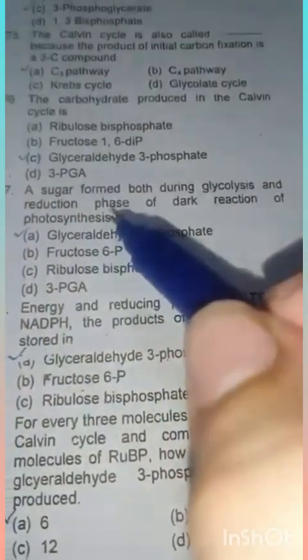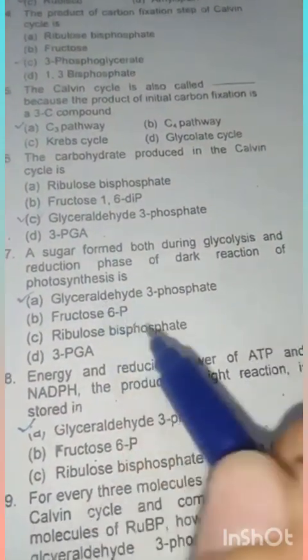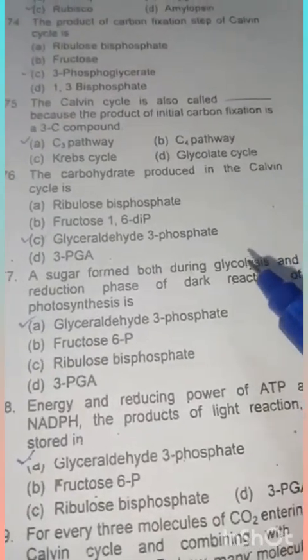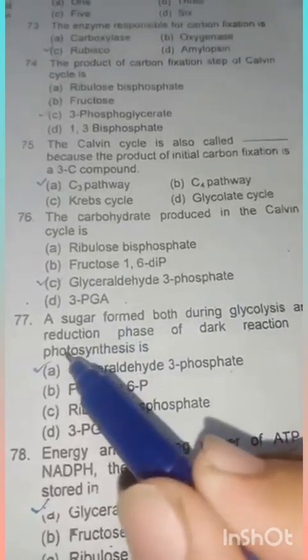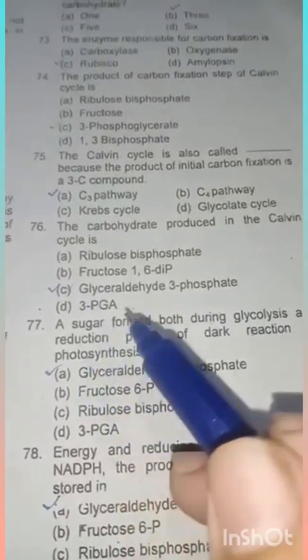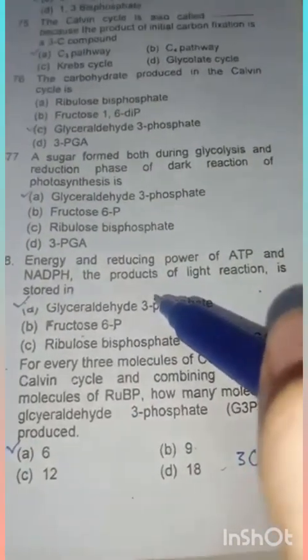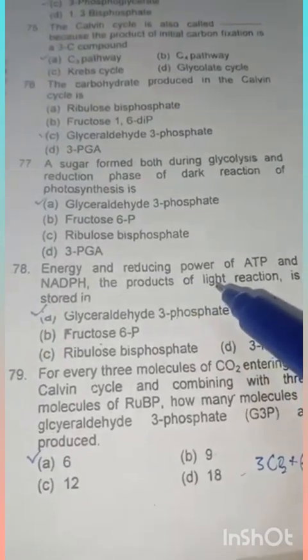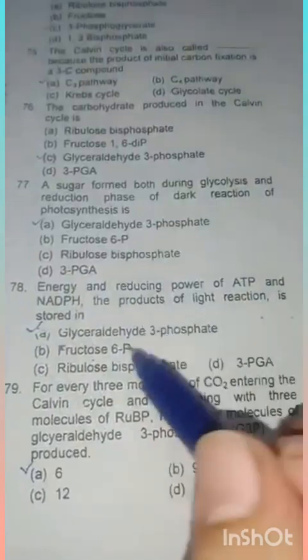The sugar formed during the glycolysis and reduction phase of the dark reaction of photosynthesis. So the sugar that is produced during the glycolysis, it's 2 molecules of triose sugar, first glyceraldehyde and dihydroxyacetone. So option number A is correct here. The energy and reducing power of ATP and NADPH, which are products of the light reaction, is stored in glyceraldehyde 3 phosphate that is produced during the Melvin-Calvin cycle.